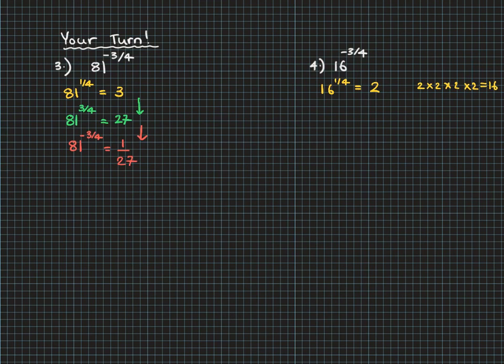What about 16 to the power of 3/4? Well, it means take the previous value and cube it. What is 2 cubed? It's 8. Now, 16 to the power of negative 3/4, well, take this value here and take the reciprocal of it. It's 1/8. And there's our final answer.